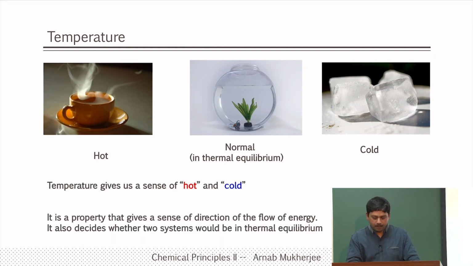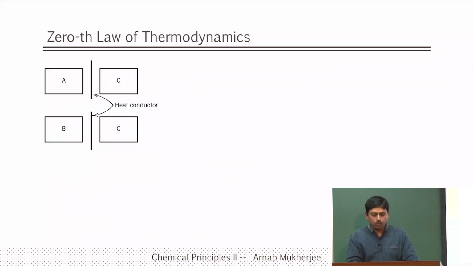and you will see that it is a property that gives a sense of direction of flow of energy, again governed by the laws of thermodynamics. And temperature also decides whether two systems will be in thermal equilibrium or not. So what is the formal definition of the zeroth law of thermodynamics?